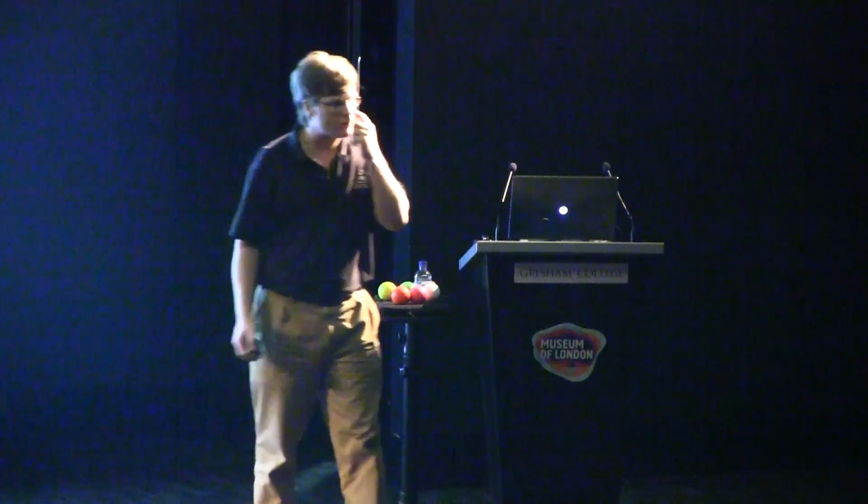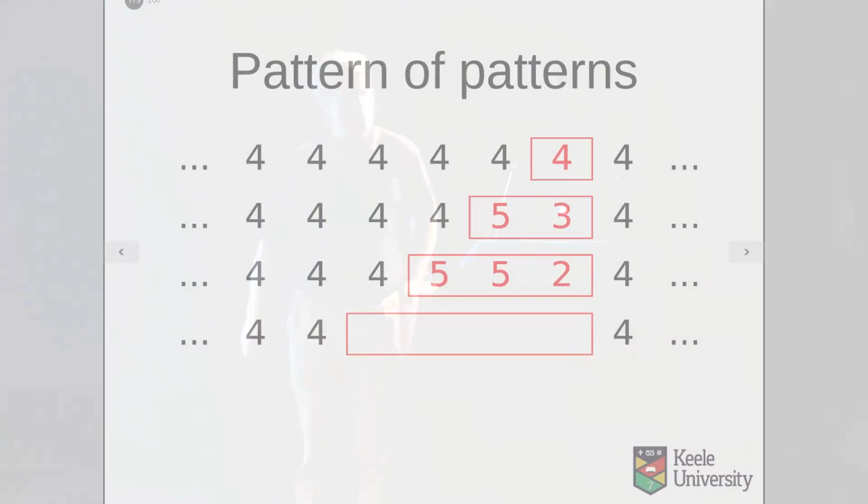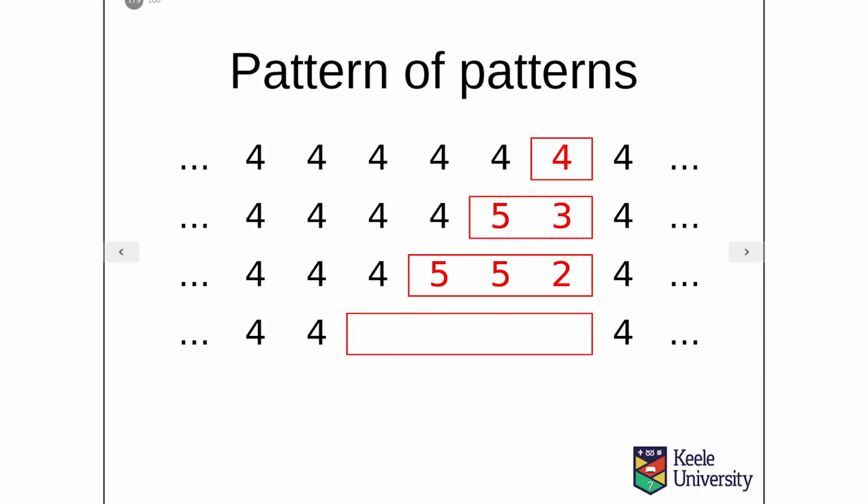Well, let me ask you, what comes next? What do you think? What do you think the last number has to be? 1. And what do you think all the other numbers are going to be? So what do we get? We get 5, 5, 5, 1.